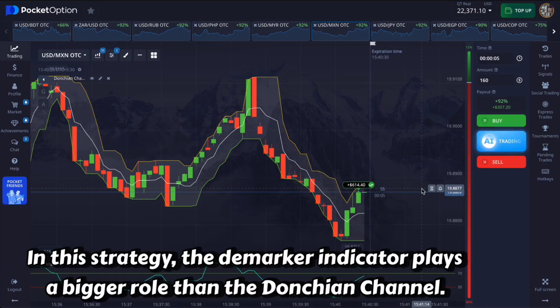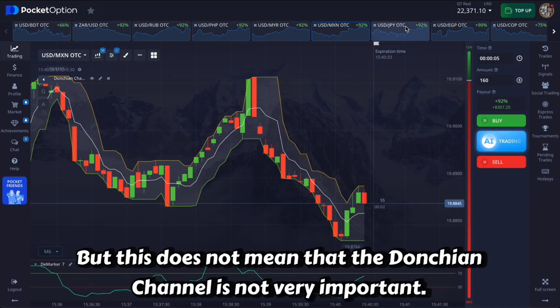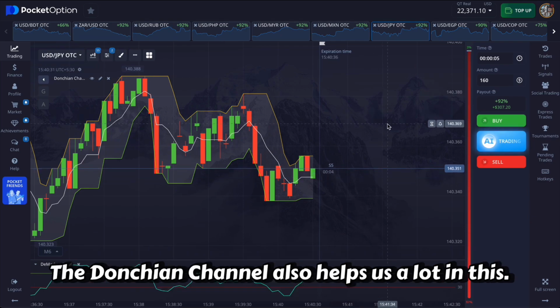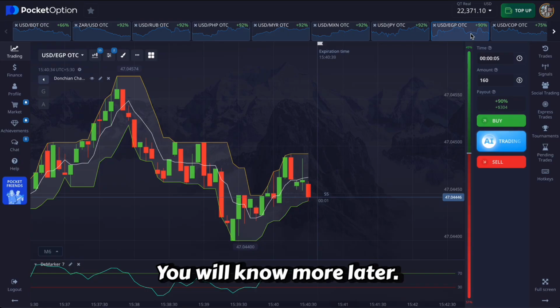In this strategy, the DeMarker indicator plays a bigger role than the Donchian channel, but this does not mean that the Donchian channel is not very important. The Donchian channel also helps us a lot in this. You will know more later.